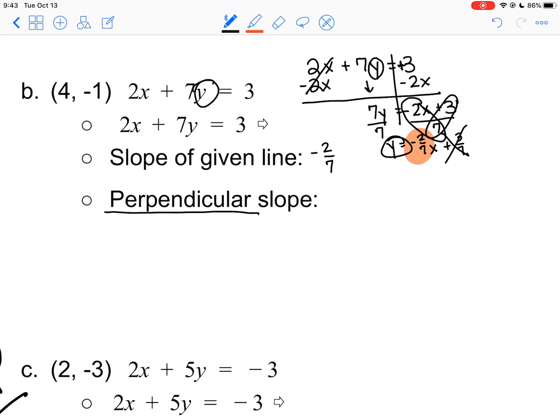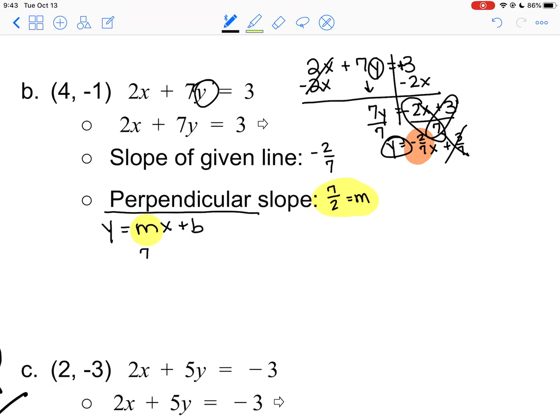That means that I need to be the opposite sign. Since this is negative, my opposite reciprocal slope is going to be positive. And then I also want to flip it over. So I'm going to have positive, and then I'm going to flip it to be 7/2. So this is the slope that I'm going to use when I try to solve this equation. So now that I have this slope, I'm using 7/2 as the slope of my perpendicular line.